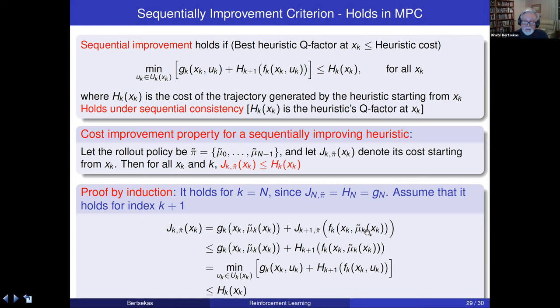Now, we have the induction hypothesis that says that Jk plus 1 is less than or equal to the heuristic cost at xk plus 1 uniformly. So I use this induction hypothesis here, and this expression is less than this expression here. Now, according to the definition of the rollout policy, the rollout policy uk minimizes this expression. So this is equal to the minimum over uk. And by sequential improvement, I have this last inequality holding. So assuming the induction hypothesis for k plus 1, I showed that the result holds for k, and the induction proof is complete. It's a very simple proof that can also be tweaked for generalizations of this theorem, and we are going to do such generalizations in the next lecture.